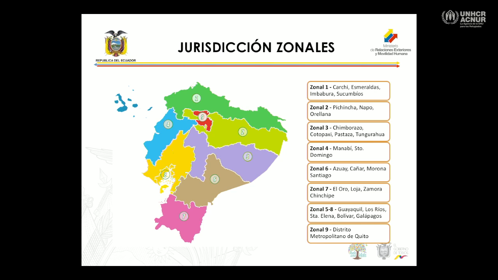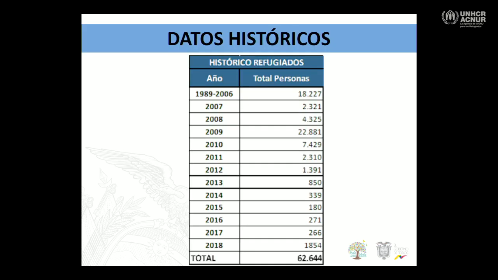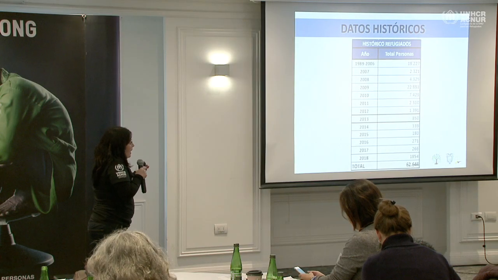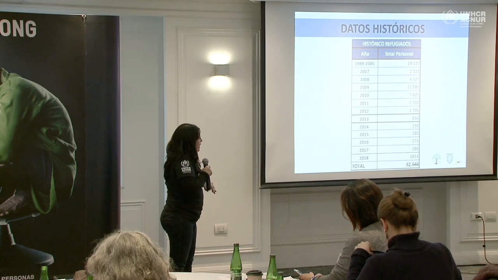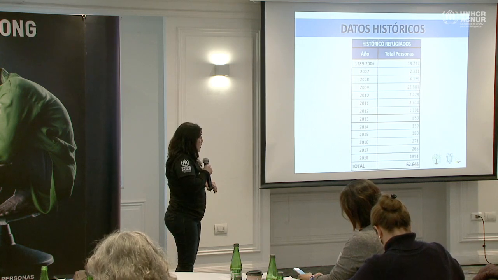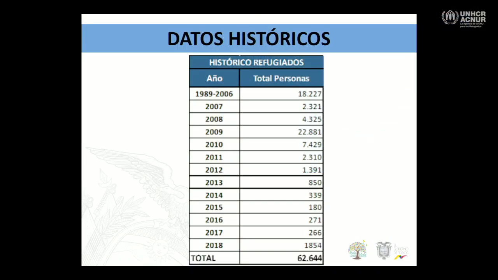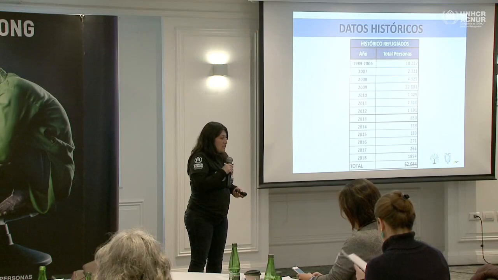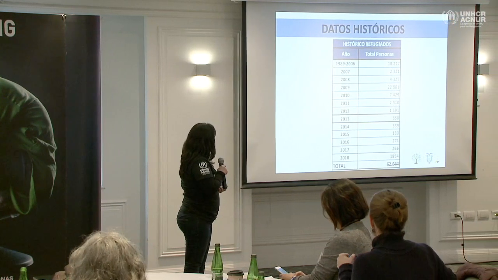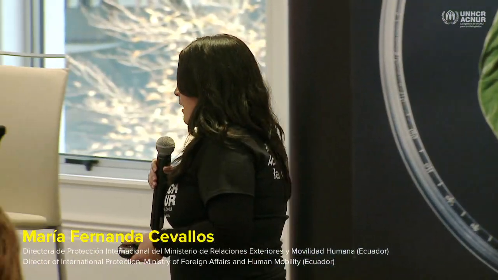First of all, we have 9 zones where we are providing all the services from the Foreign Affairs Ministry and Human Mobility. For us, it's very important, the historical item. And in here, we have this table reflecting the acknowledgement of refugees that Ecuador has done historically as of 1989 till 2018. You can see here that Ecuador is welcoming 62,644 people till date.